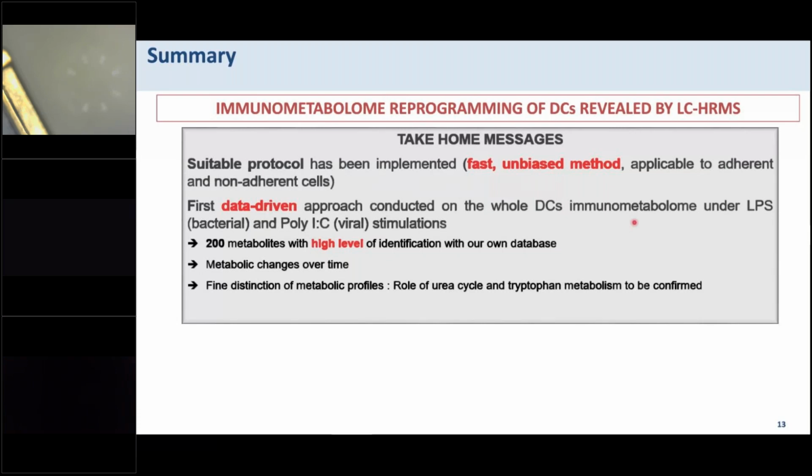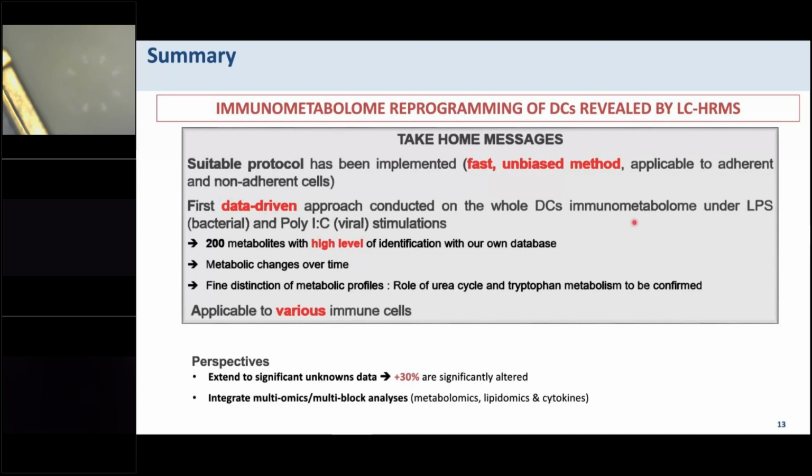This methodology is also possible to apply to other immune cells. But there are still challenging areas. It seems important to work on significant unknown data because in our project it represents more than 20% of significantly altered metabolites, and also to integrate multi-omic, multi-block analysis to really combine metabolomic, lipidomic, and cytokine analysis.